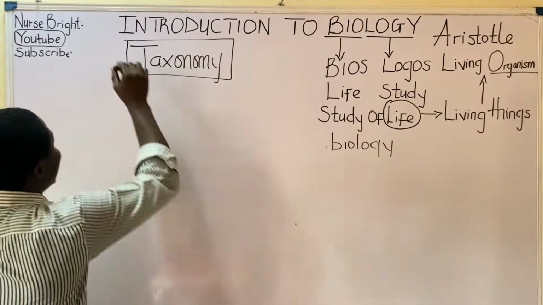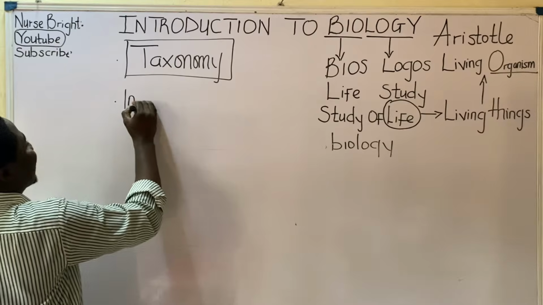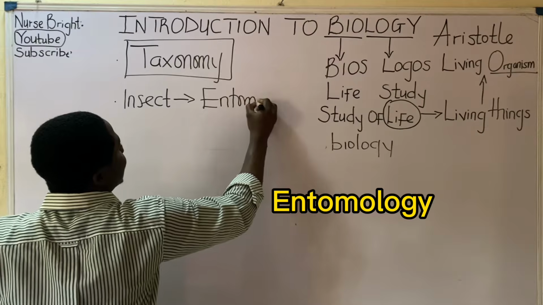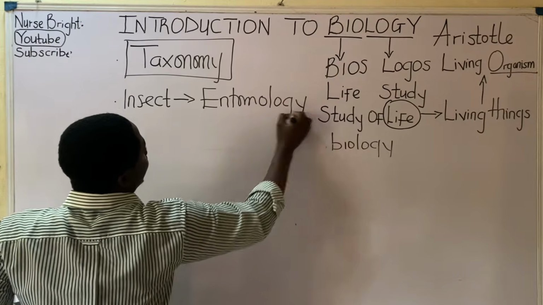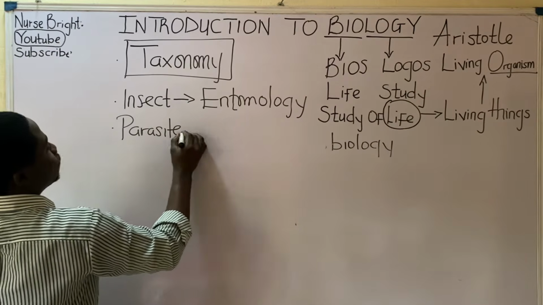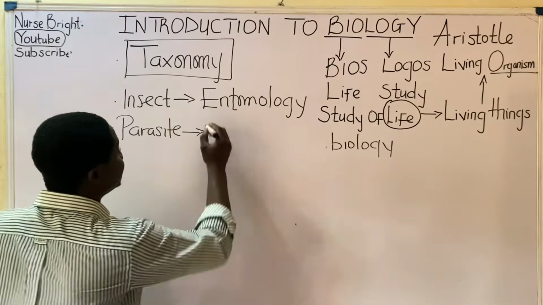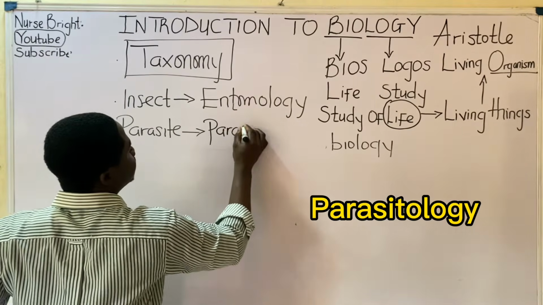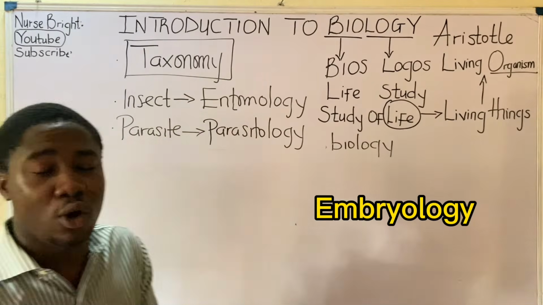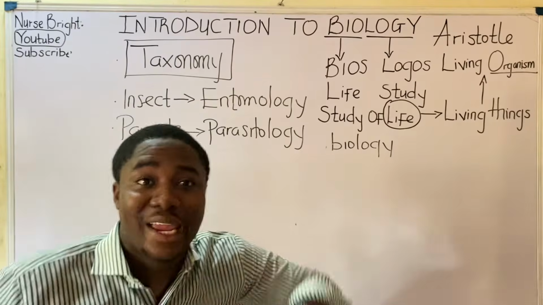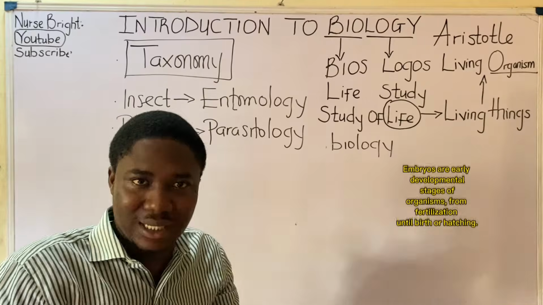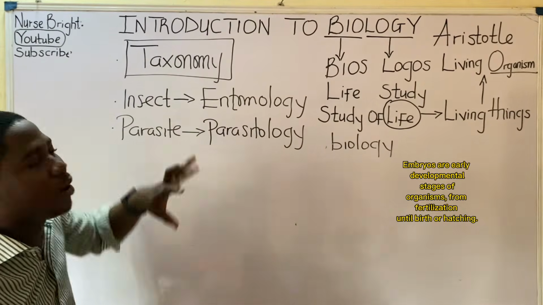But before then, let's simply talk about other branches, like the study of insects. The study of insects is simply called entomology. Take note, entomology. We have others, like the study of parasites. What's that? It is simply called parasitology. Do you understand? We have different aspects. We have embryology, which is also called developmental biology: how embryos are being developed.